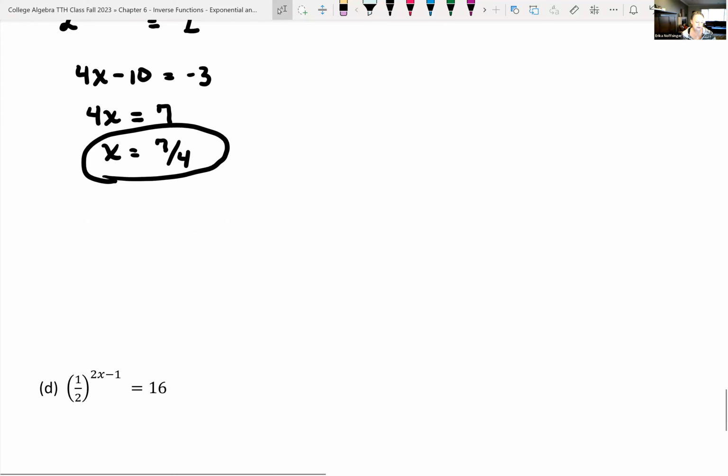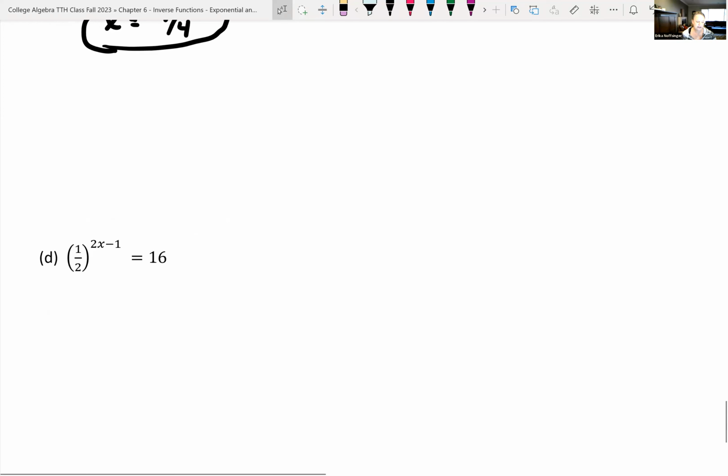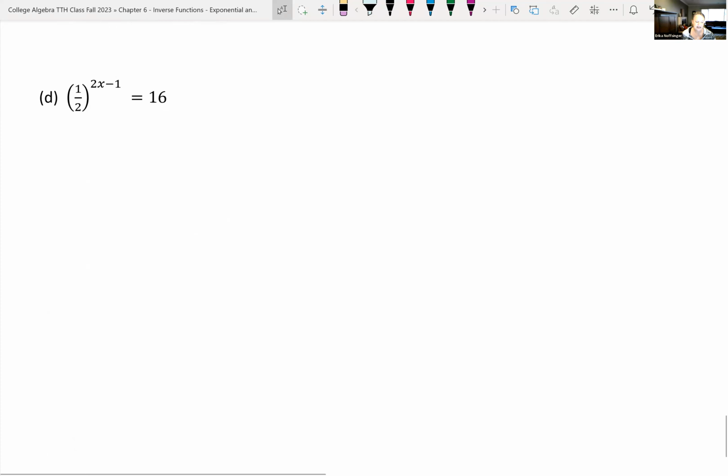So the next example is similar to the one above, in that we cannot manipulate 16 to be base 1/2, but we can manipulate both of those to be base 2. So we can take our 2 that's down here in the denominator, we can bring it up into the numerator by changing the sign of the exponent. So that would be 2 to the negative 1 power, all raised to the 2x minus 1 power, is equal to, and 16 is the same thing as 2 raised to the 4th power. So now we have the same base.